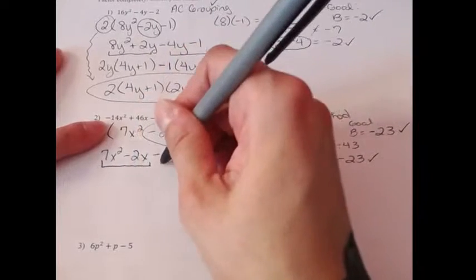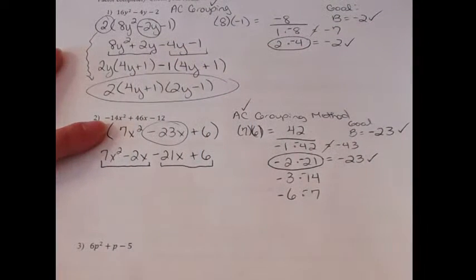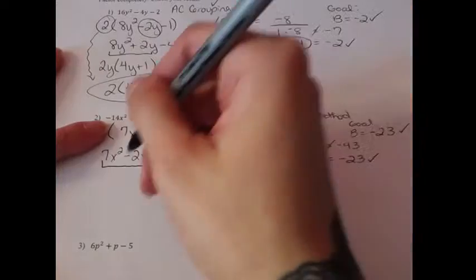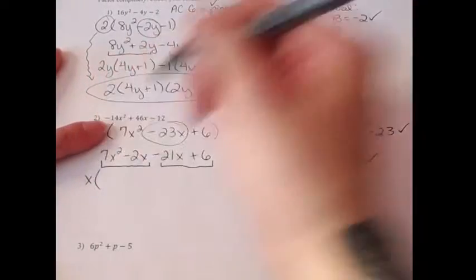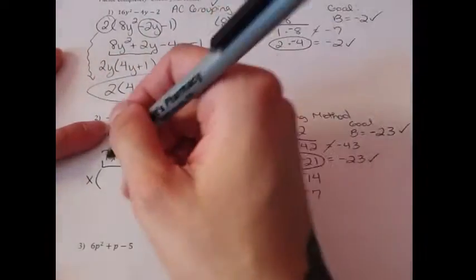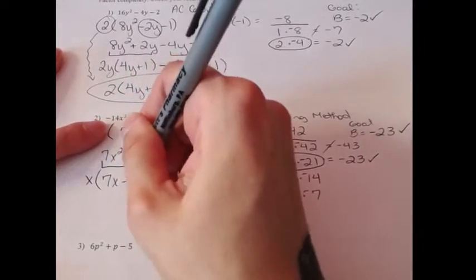Now that I have four terms, I am ready to factor by grouping. We have a 7x squared minus a 2x. I heard x repeat itself, so I'm going to factor out my x. So we have 7x minus 2.